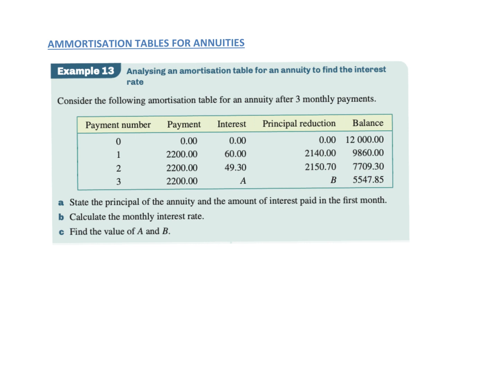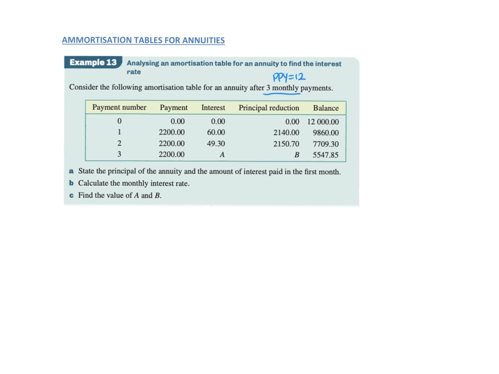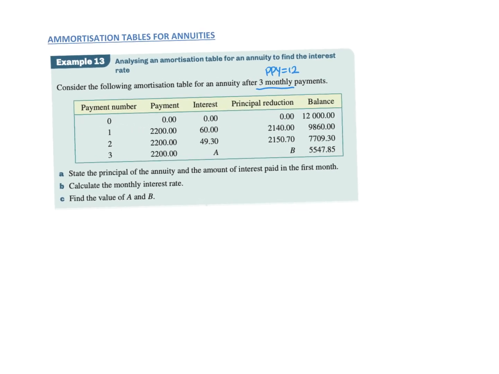Okay, so consider the following amortisation table for the annuity after 3 monthly payments. So they've told me here that PPY must be 12. Okay, so that's a good little indication. They might not exactly say it's compounding monthly, but if this is a statement of monthly things, that means it must be going on the month. Okay, so we're going to go through these questions.